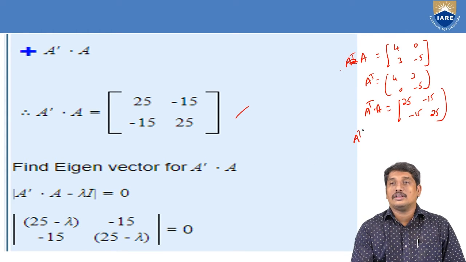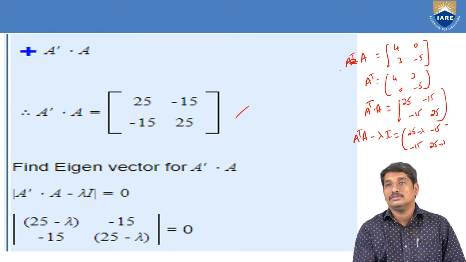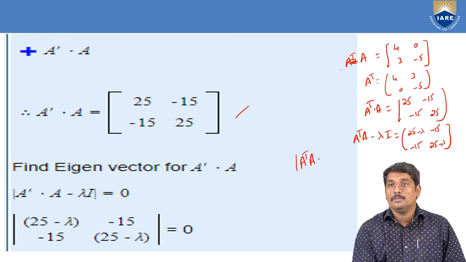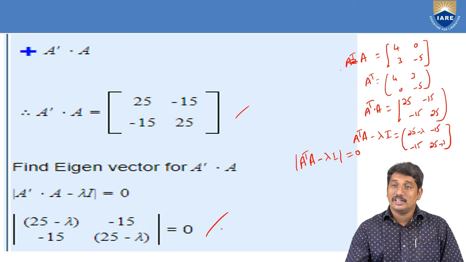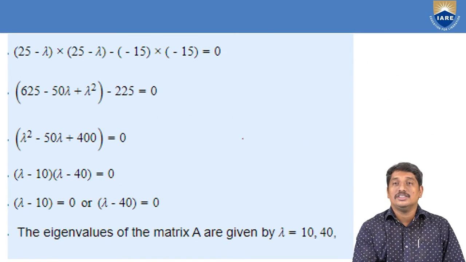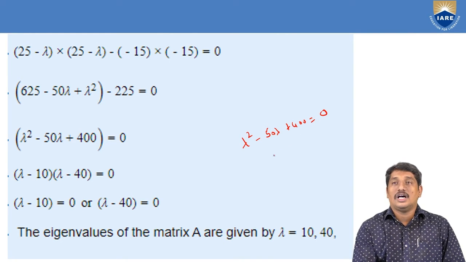Now we can write the characteristic matrix A transpose A minus lambda I. That is 25 minus lambda, minus 15, minus 15, 25 minus lambda. After that we calculate the characteristic polynomial, that is det of A transpose A minus lambda I, and equating to 0, we get an equation which is represented here. After expanding that, we get the same equation again, lambda square minus 50 lambda plus 400 is equal to 0, and hence the eigenvalues are 10, 40 again.